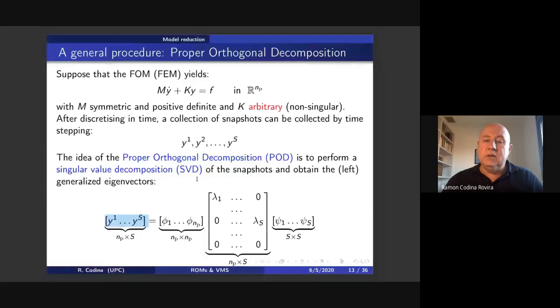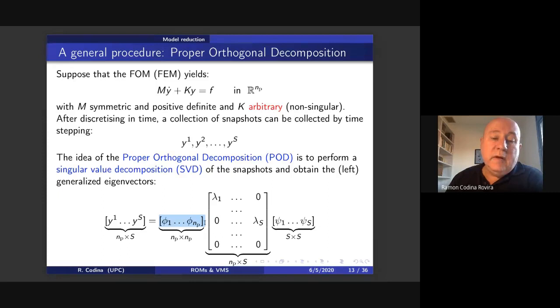What is the singular value decomposition? The singular value decomposition of an arbitrary matrix is a representation of this matrix into three matrices, one which is diagonal, of course non-square in general, and the other two, the matrix on the left and the matrix on the right, that are unitary matrices. So these are made by vectors that are mutually orthogonal. The first one is a matrix of dimension np times np, whereas the second one is a matrix of dimension s times s.